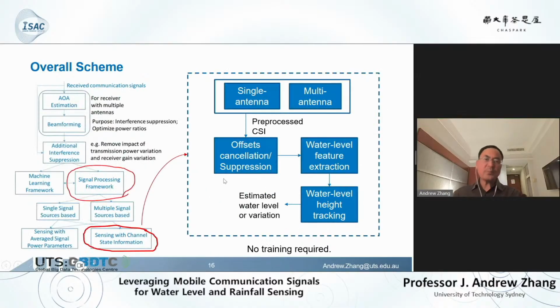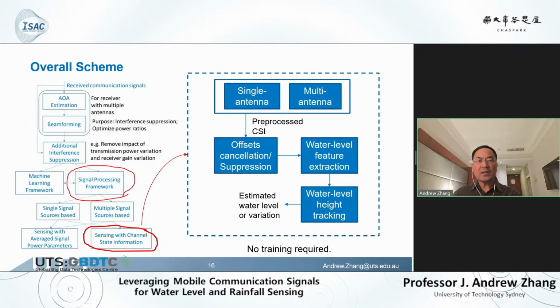We developed two types of frameworks for water level sensing. One is mainly based on signal processing, and the other one is primarily data-driven, based on deep learning networks. For the signal processing framework, we also developed two types of techniques. One can work for a receiver with a single antenna, and the other works with multiple receiving antennas. When we have multiple receiving antennas, we can incorporate a powerful beamforming technique, for example, to suppress the interference and enhance the signal reflected from the water.